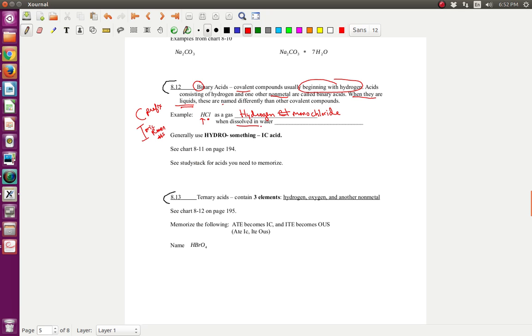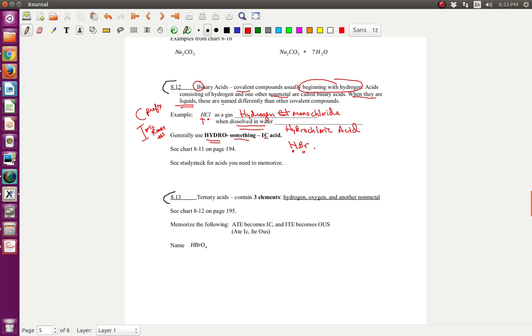But if it's dissolved in water, that makes it a liquid. It becomes an acid. And this is where things change. If it has just hydrogen and just chlorine and it's an acid, then it's hydrochloric acid. You say hydro something ic acid. Hydro, like in water. So it's acid in water. Hydro something ic acid. So HCl would be hydrochloric acid. All right, so if I just have HBr, that's still binary, two things, hydrogen and bromine.